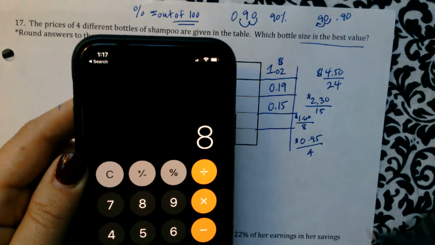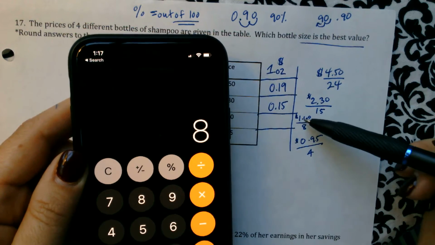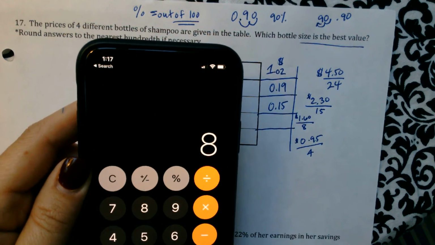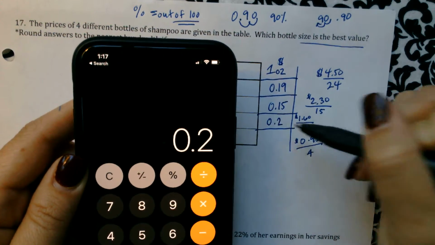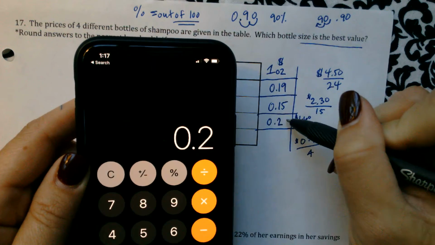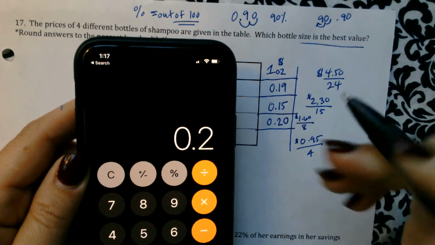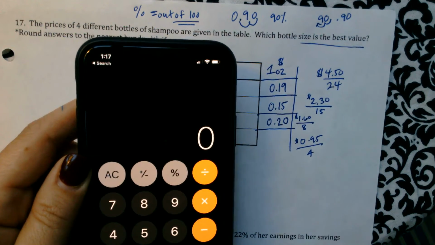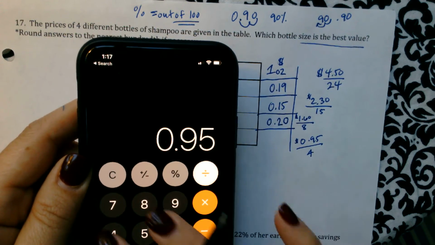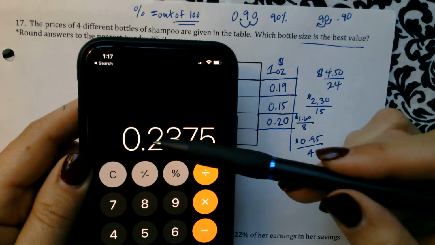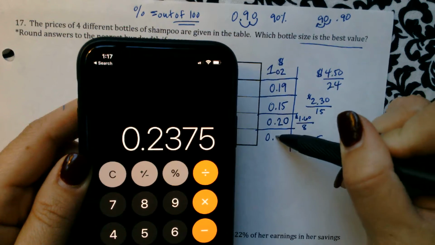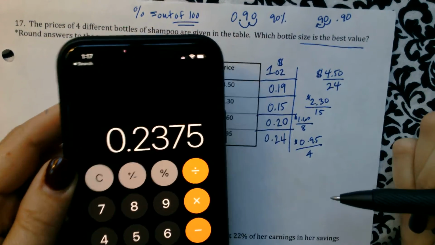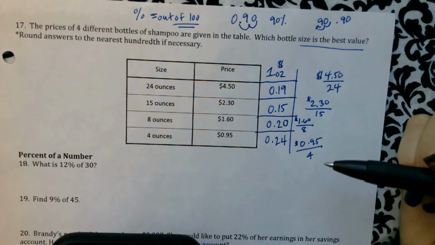$1.60 divided by 8. I don't know if you noticed, but it's basically 16 divided by 8. So your answer should be something 2. So not 2 though, 0.2. What does that mean? That means 2 tenths. That means 20 cents per ounce. And the last one, 95 cents divided by 4. So tenths, hundredths, thousandths. That 7 tells that 3 to go up. So this is 24 cents per ounce. Make sure you understand what each of those means.